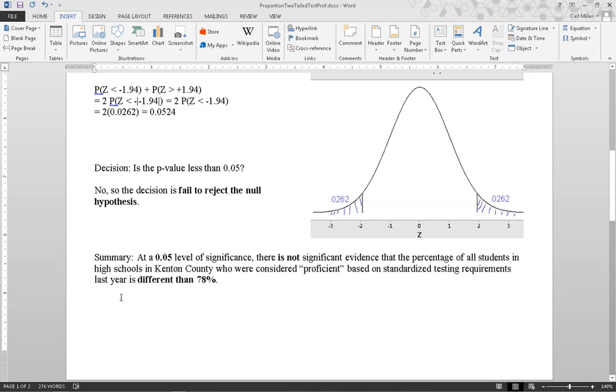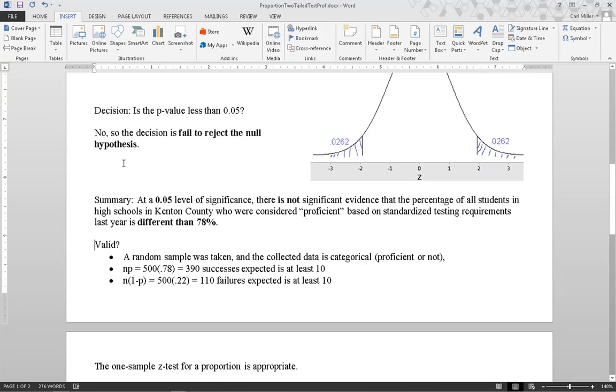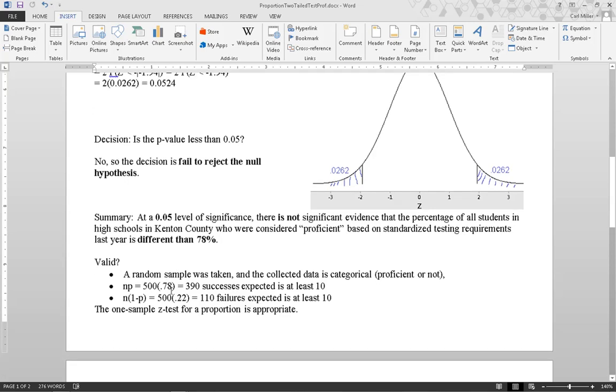Last, let's check the validity. So in this case, is it valid? Well, a random sample was taken and the collected data is categorical, right? Was the student proficient or not? N times P, remember the sample size was 500 times 0.78 gives you 390, and that number needs to be 10 or larger, which it is.